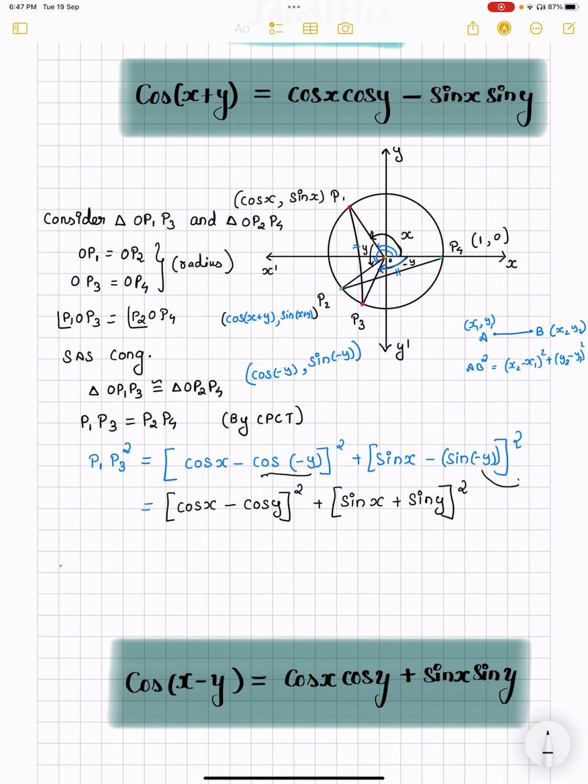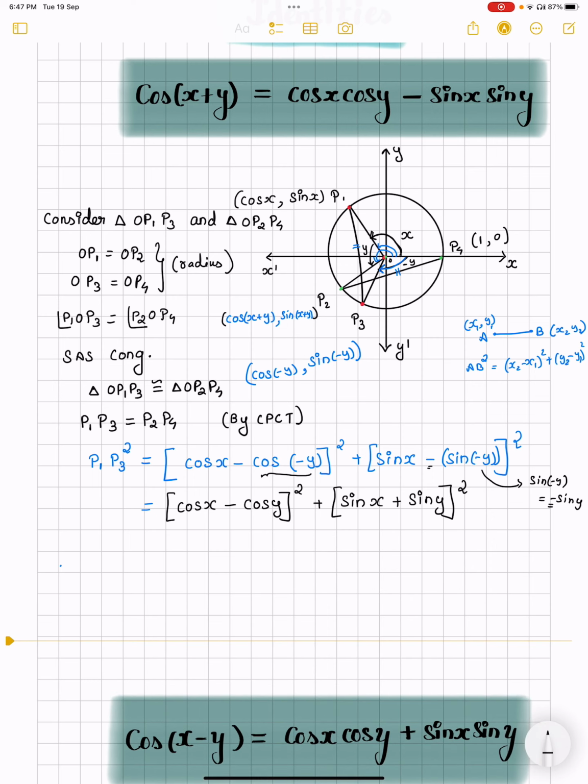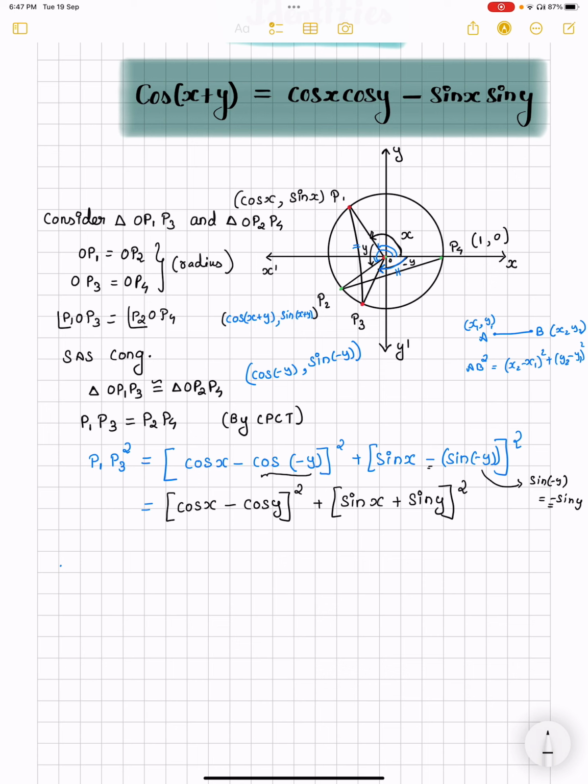See, this one is equal to sine of minus y is equal to minus sine y. And this minus would be getting multiplied with this minus, it becomes plus. That's how it works. Now, we are going to expand it using the a minus b the whole square formula and the a plus b the whole square formula. So that is what we are going to do.